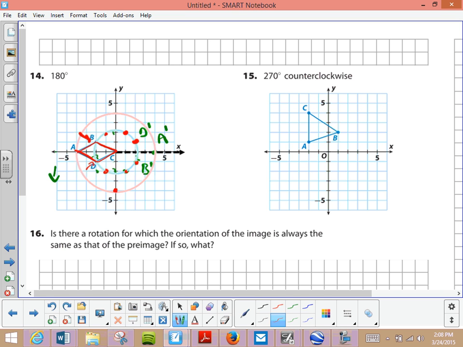Exactly. The 8 points all stay connected. They're all in the same circle, and you rotate them that way. And then the C stays in the middle. It doesn't go anywhere because it's the rotation point. Yes.